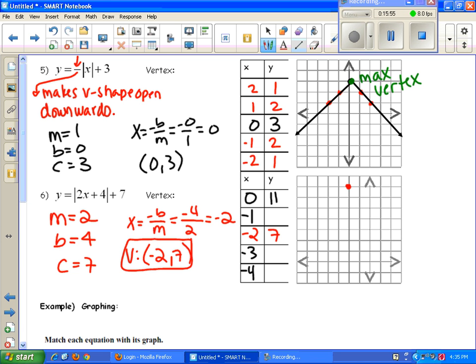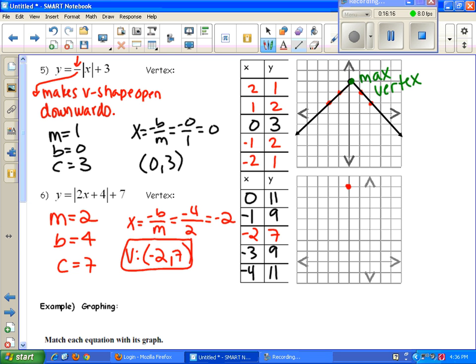If I plug in negative 1, negative 1 times 2 is negative 2, plus 4 is 2. Absolute value of that is 2, plus 7 gives me 9. If I plug in negative 3 times 2 is negative 6, plus 4 is negative 2, sorry, and the absolute value of that is positive 2, plus 7 gives me 9, and then if I plug in negative 4, I get 11.